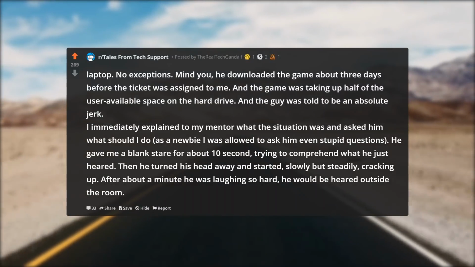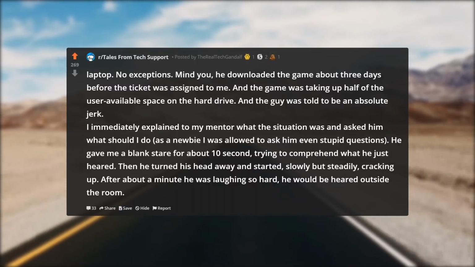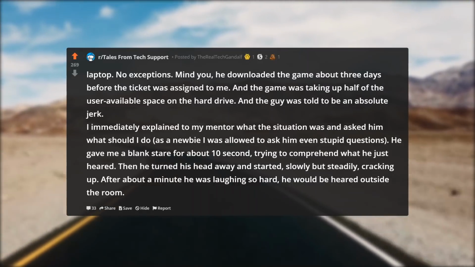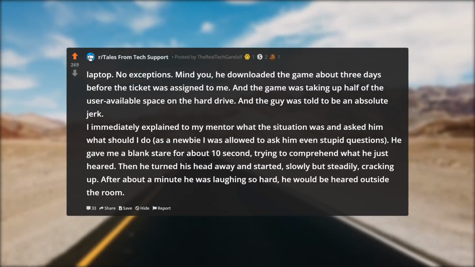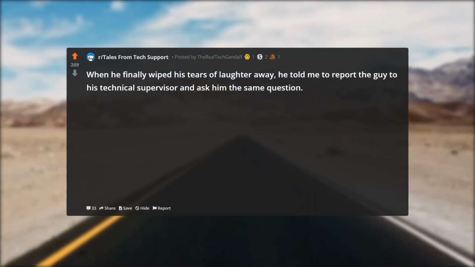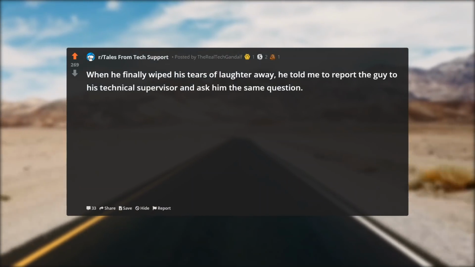As a newbie, I was allowed to ask him even stupid questions. He gave me a blank stare for about 10 seconds, trying to comprehend what he just heard. Then he turned his head away and started, slowly but steadily, cracking up. After about a minute he was laughing so hard, he could be heard outside the room.